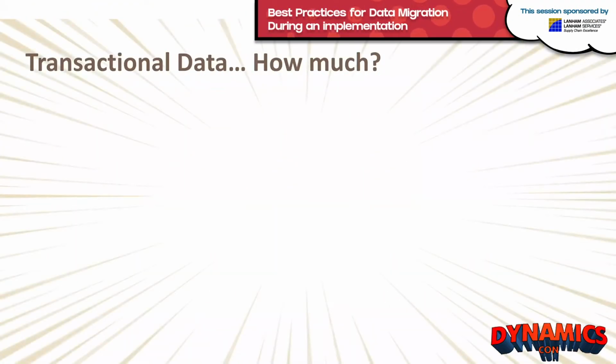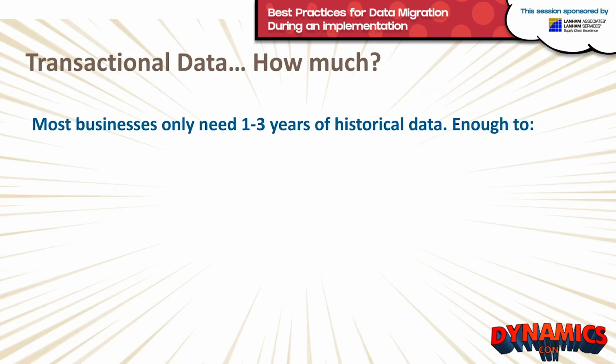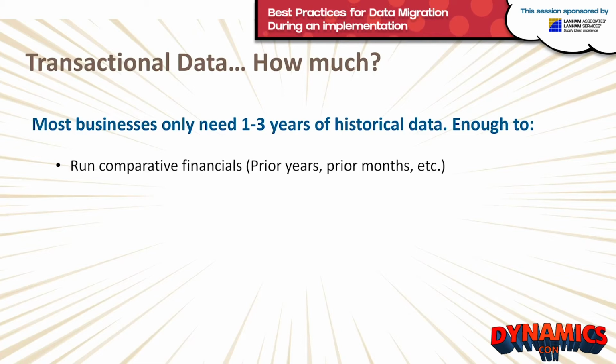So transactional data, how much? Most businesses only need 1 to 3 years of historical data. What do I mean by that, right? That's enough to run comparative financials. So when you run comparative financials, you're probably running an income statement by month, quarter, or year, and you may want to see a comparison by prior month or prior year or same month last year or something along those lines, last 12 periods, last 4 periods. And those are the levels you're doing it at.